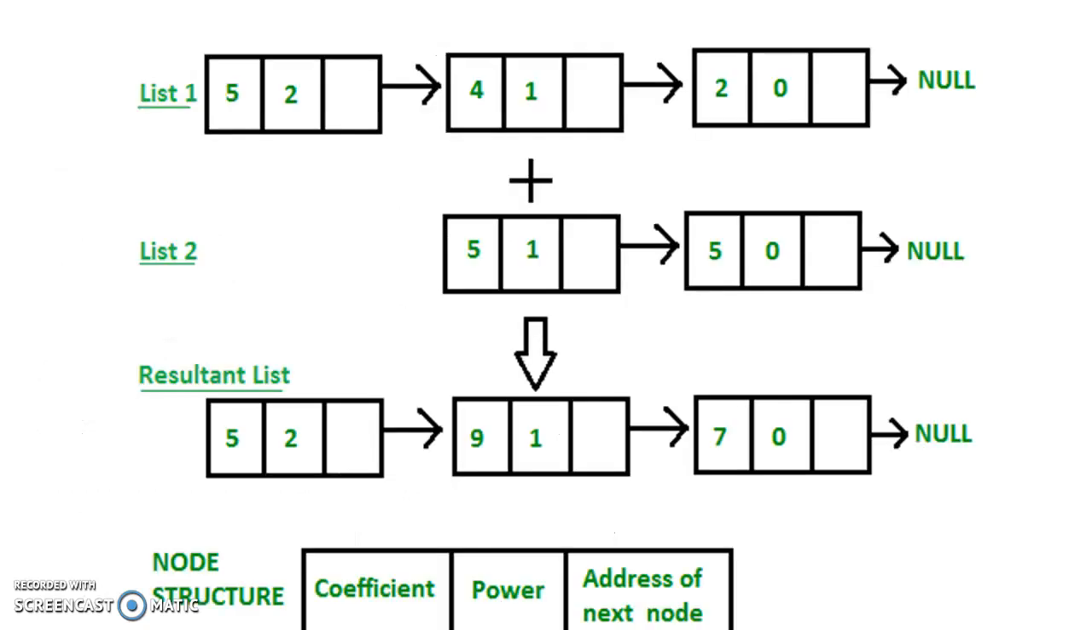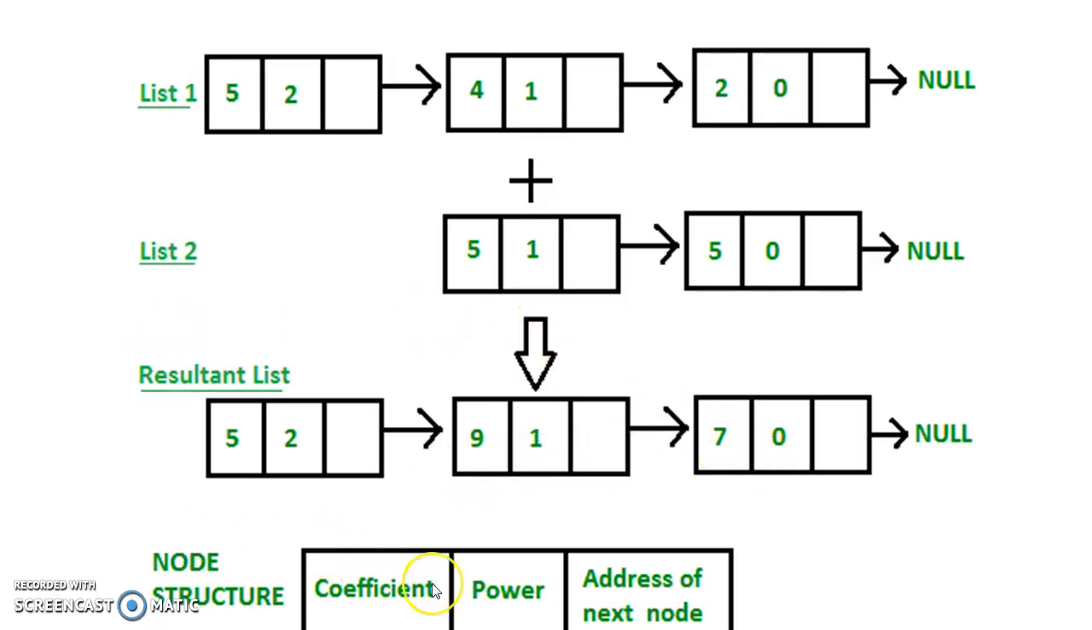Now, in the representation that we are considering, the first polynomial is considered as list 1, that is 5x square plus 4x plus 2x power 0. And the second list is 5x plus 5x power 0, that is 5. When adding, we add the terms of similar power, and we get the output as 5x square plus 9x plus 7.